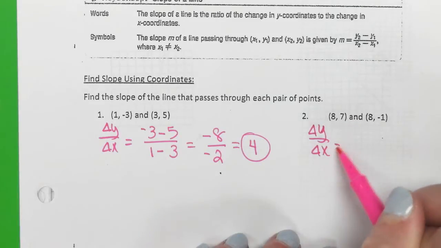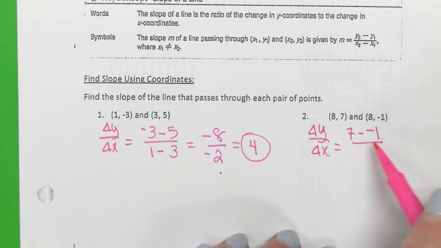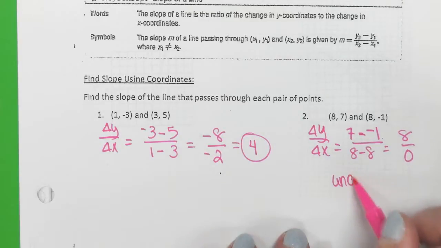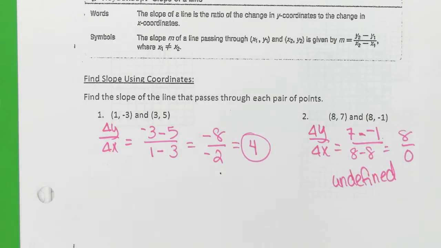Change of y over change in x. Did y'all do 7 minus -1? 8 minus 8 was 8 over 0. If you type that in your calculator, it will not give you 0. It will give you an error. So what is the answer? Undefined. All right. So if it is undefined, what kind of line has a slope that is undefined? A vertical one, Dalton. Very good. All right, flip over to the next page.